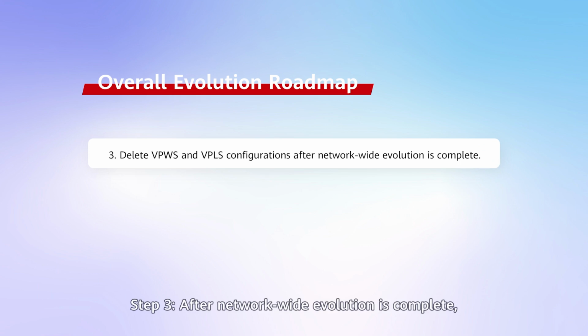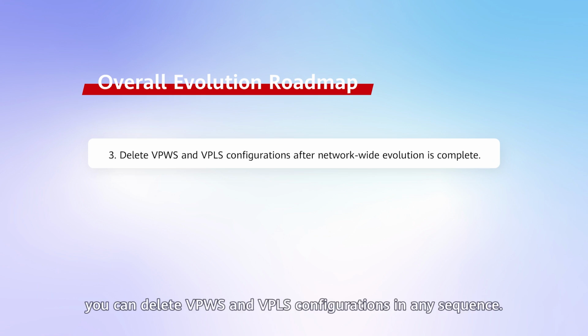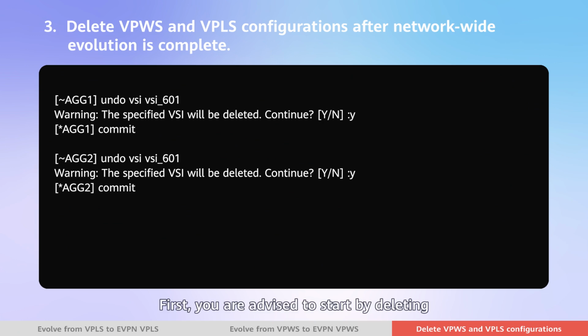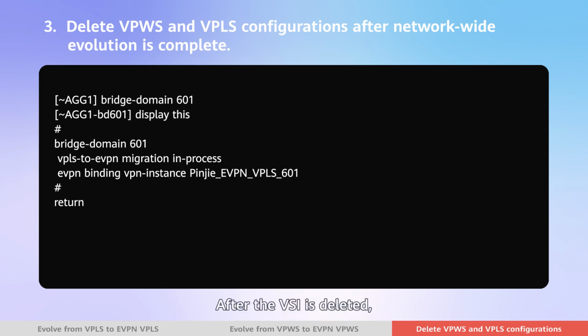Step 3. After network-wide evolution is complete, you can delete VPWS and VPLS configurations in any sequence. First, you are advised to start by deleting the VSI configurations on AGG1 and AGG2. After the VSI is deleted, the L2 binding VSI 601 command configuration is no longer present in the BD. The configurations of AGG1 and AGG2 are similar. Let's use AGG1 as an example.